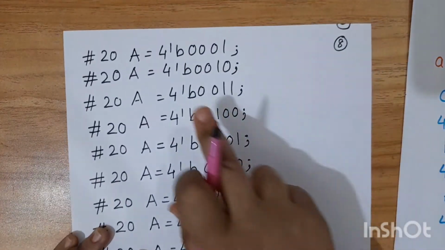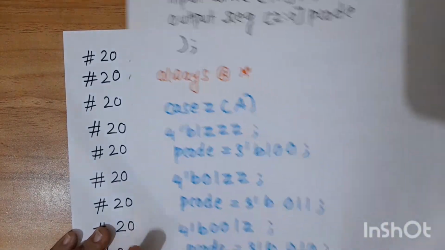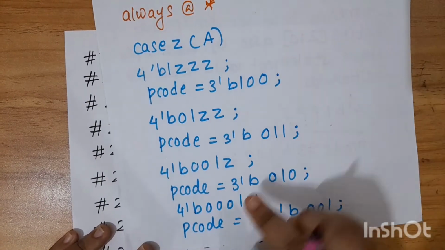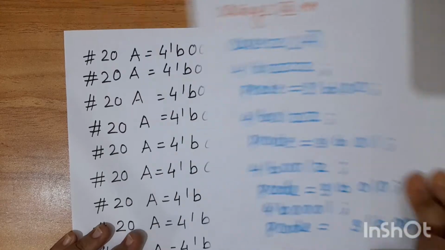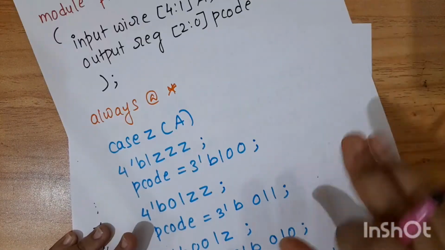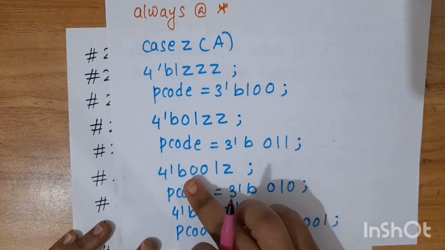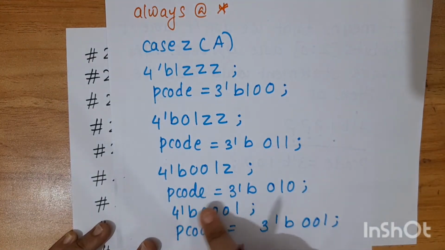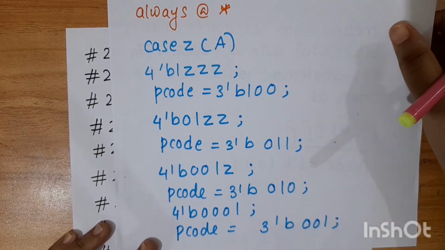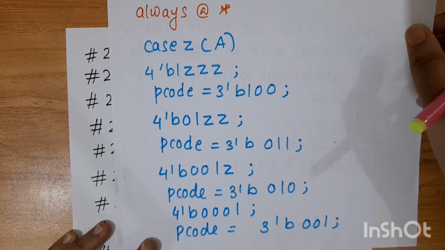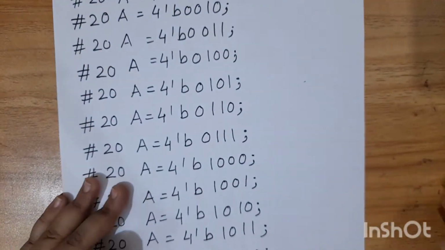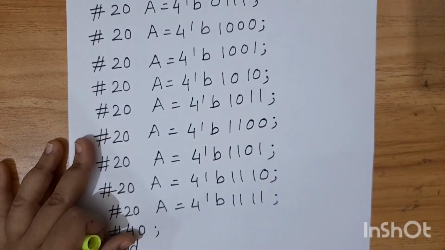0010, P code value will come as 3'b010. Then A 0011, okay, P code will come as 3'b010;. So in this way we can see, when we run it, we will see the log file and we can find that for the respective A value what is the P code value coming at the output.